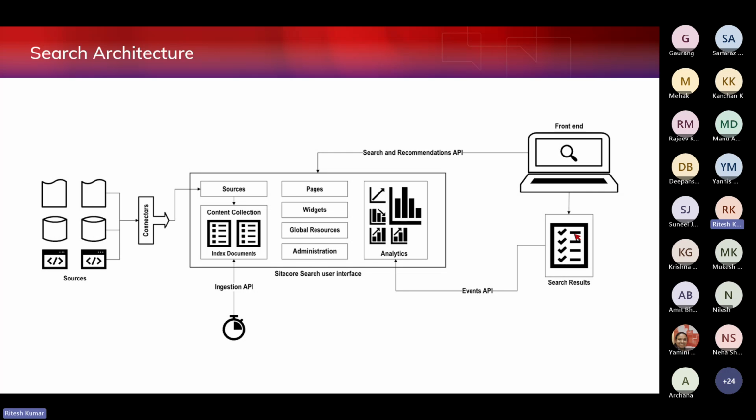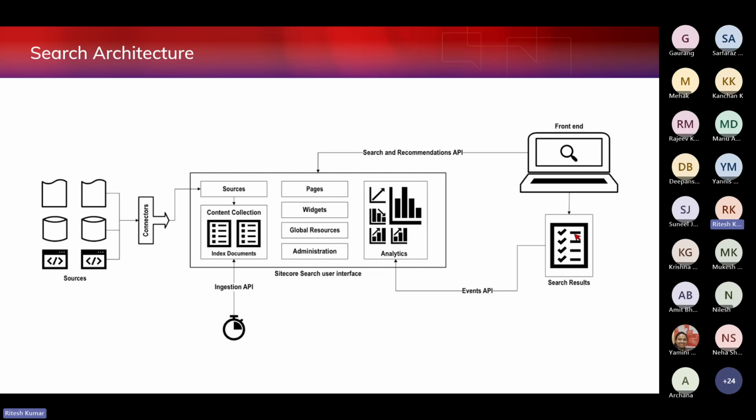If you see from an architecture perspective, there are a few things. One is, at the left hand side, you see all the sources, right? There's a bigger box in the center which talks about the Sitecore Search user interface, and at the end you have the end user and the action taken by the end user, these two arrows.